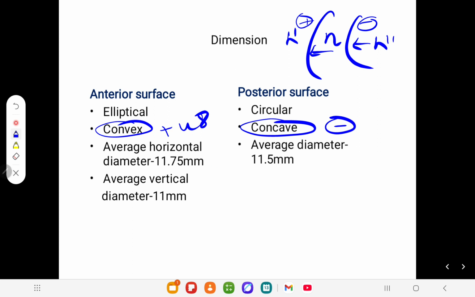So the average horizontal diameter is always different in anterior and posterior. In MCQs, these questions come. Okay, just understand. The average horizontal diameter is approximately 11.75 mm, and the average horizontal diameter of the posterior surface is smaller, approximately 11.5 mm. The average vertical diameter is approximately 11 mm. Just remember, these parameters are really good questions for the MCQs in whatever exam you take. Okay, in Nepal it's definitely in the masters and the license exam.